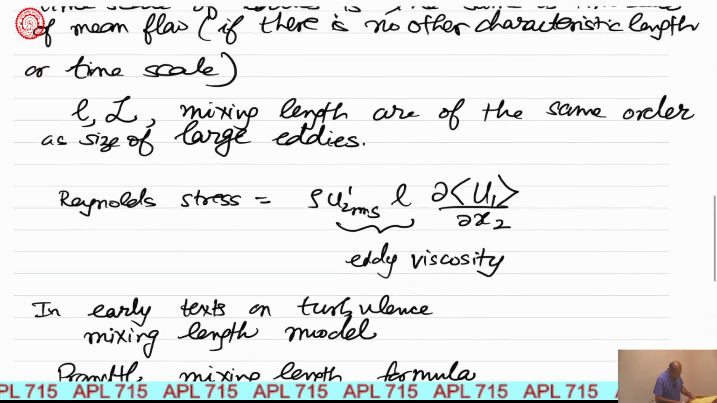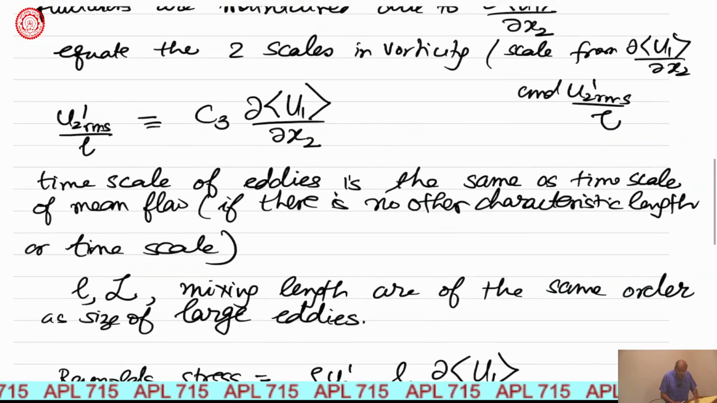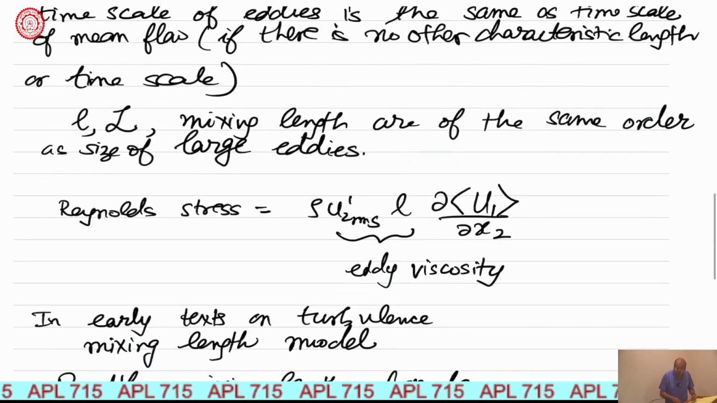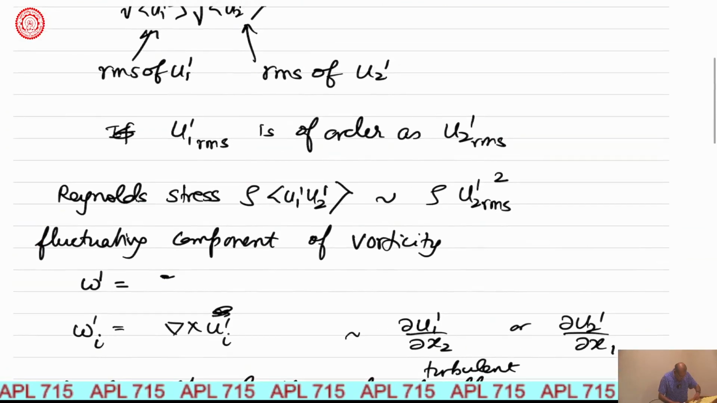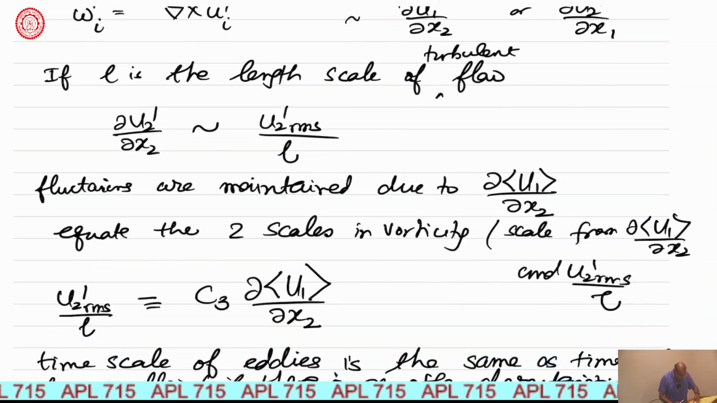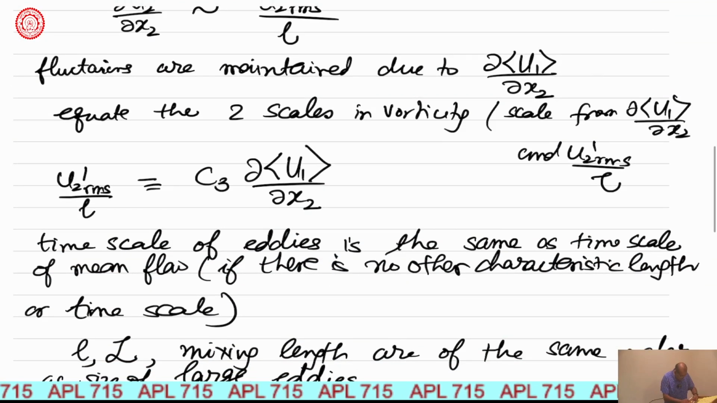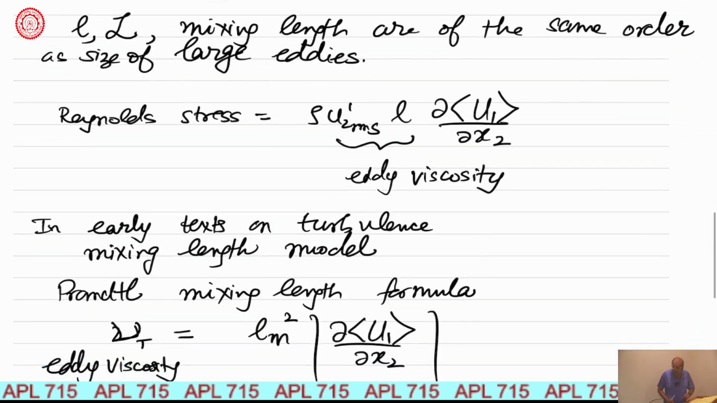Could you please say how you wrote the Reynolds stress and rho? Oh, this is how we define the Reynolds stress. The right part, the second part, is rho u prime v prime, which is rho u2 prime L. This follows from what we have done earlier. If we write it as rho u2 prime RMS square, and u2 prime RMS is equal to C3 L du1 by dx2, from there, okay? That's it.